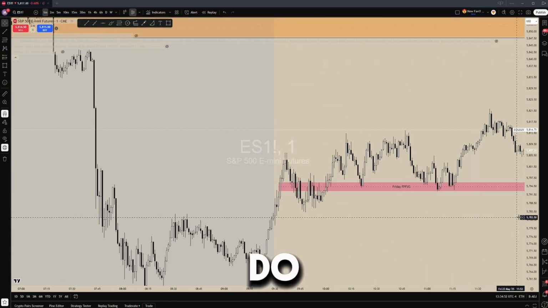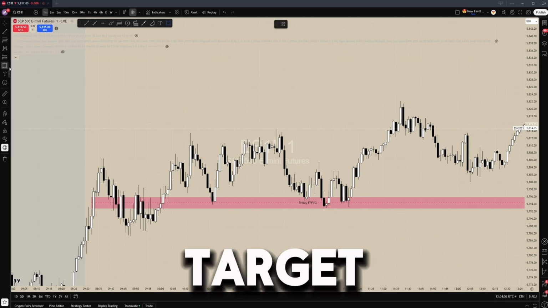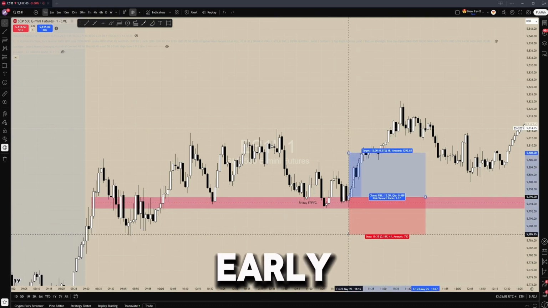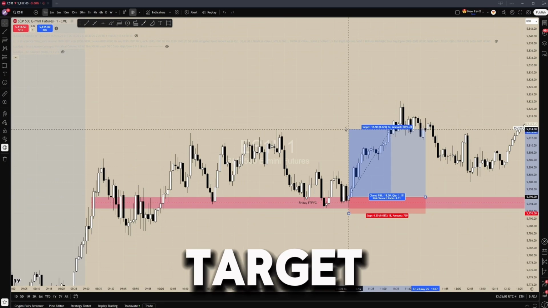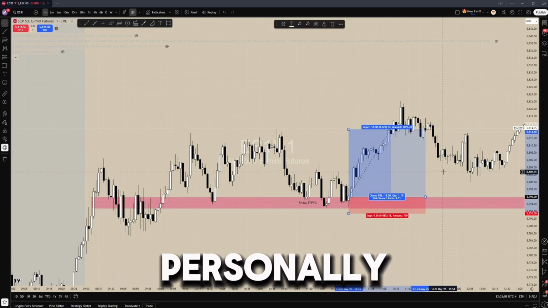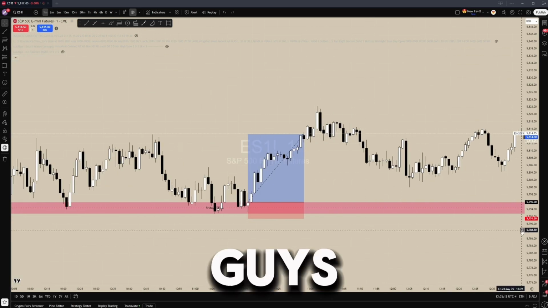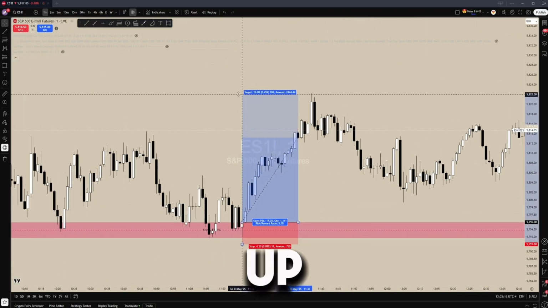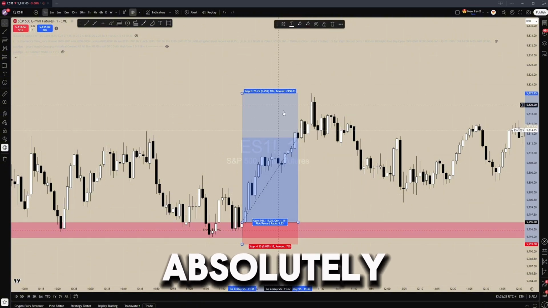So what you can do is take plays off of this first presented fair value gap, target of 1 to 2. Let's see if we want to do it down here. Maybe we got in a little bit early. I would have my stop right down here, just below. I would target, personally, sell side liquidity up here. And that's a 4.1 ratio, guys. And if you held and were a baller, you could have made it all the way up here. 5.83 ratio. Absolutely stupid, guys.